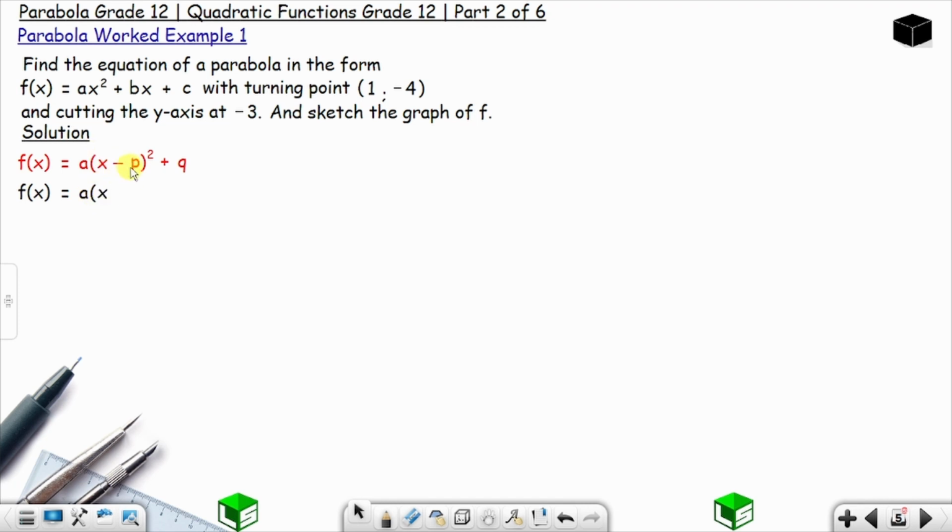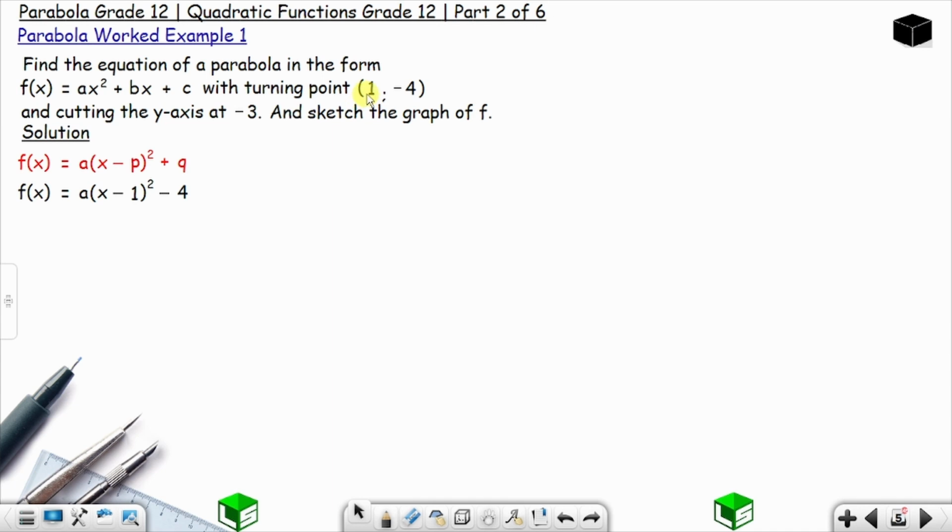Now your p, this is your p. When you put it back inside the bracket, you change the sign. Remember that. So this is a positive 1. When you take it inside the bracket, you change the sign, so it becomes -1. Okay, you close your bracket, square. And this is your q. You don't change anything. So your q is -4, right?